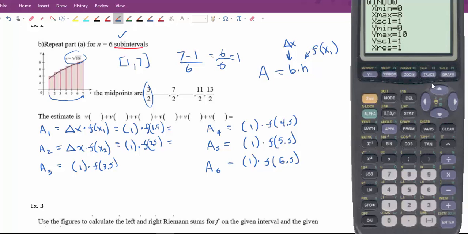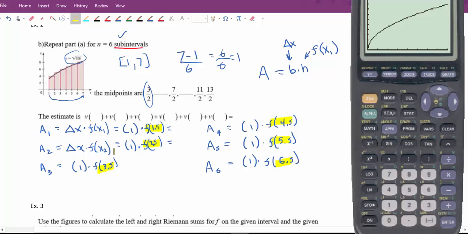Okay, let's see what we got. It should look like what I gave you on the handout there. Now the reason we're doing this is, hey, let's figure out what all these function values are. Because ultimately, that's all we have to do on this problem, figure out what these function values are, because the base is 1, right? So just do this. Don't waste your time. Just trace 1.5. That will tell you the function value.